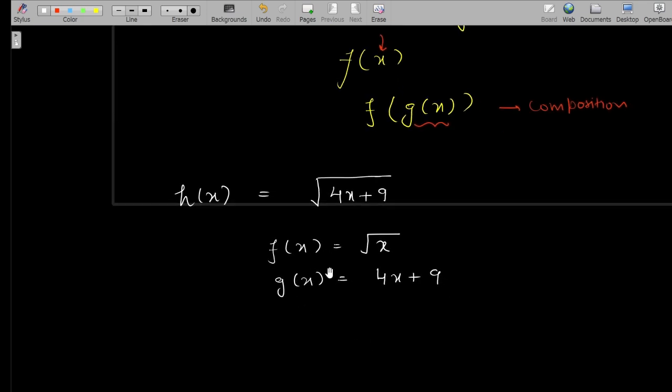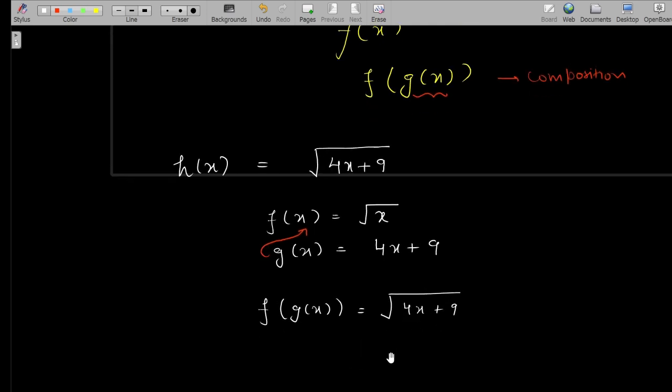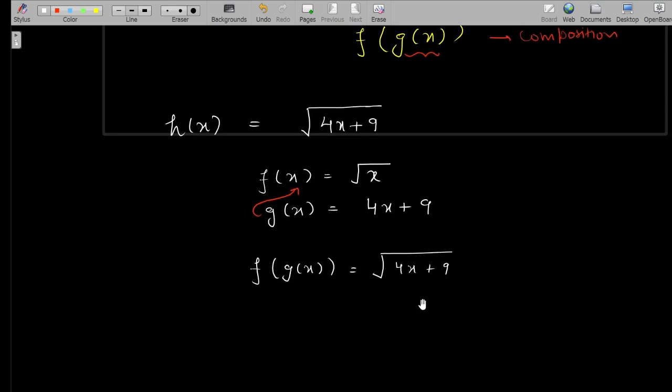Okay, and we brought g of x inside f of x. So if you bring g of x inside f of x, that means if you're doing f of g of x, you are replacing x by 4x plus 9. So this is the case of composition. Okay, and how do we differentiate the composite function? This is now called a composite function.